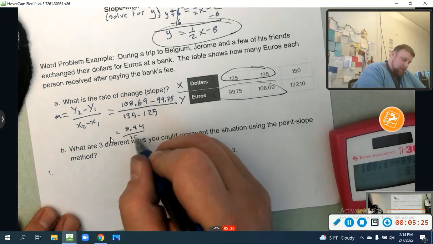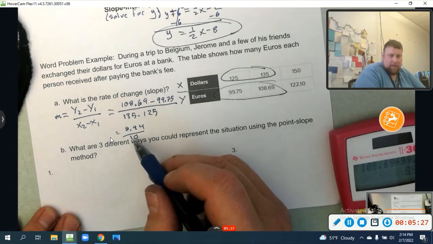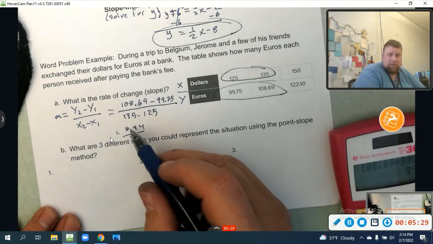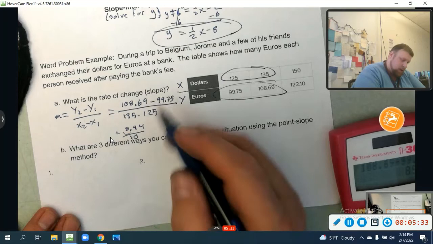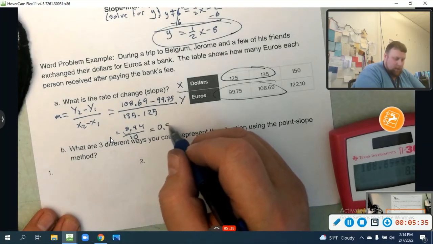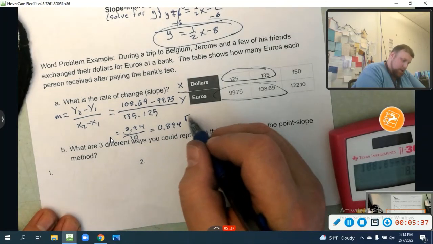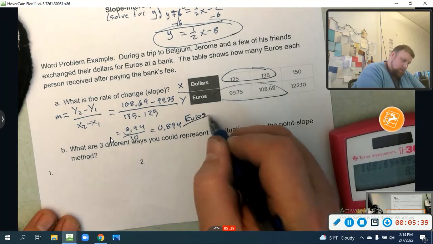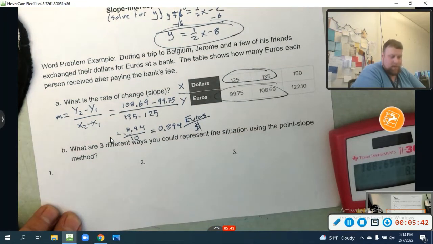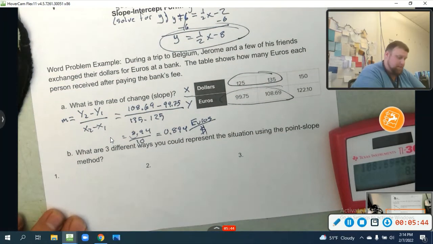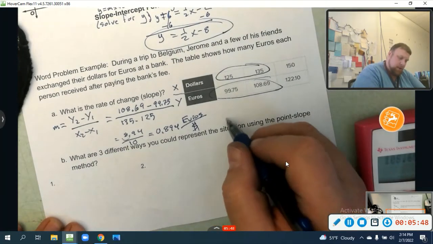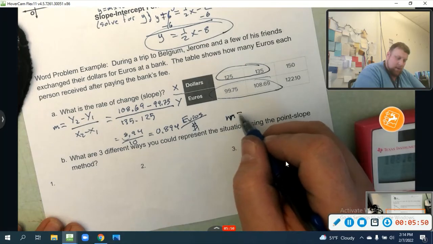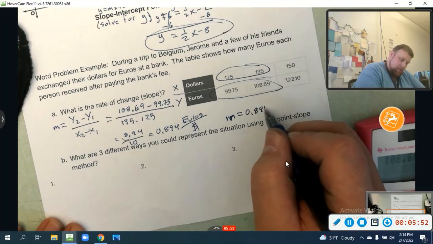So that is going to be 8.94 all over 10, and when you divide or multiply by powers of 10, you just move the decimal point. However many zeros there are, there's 1 zero, so we're going to move it over 1, which means this equals 0.894, and it's euros per dollar. So that's how many euros you're going to get for every dollar you trade in. Okay, now that I have my slope, I know that m equals 0.894.